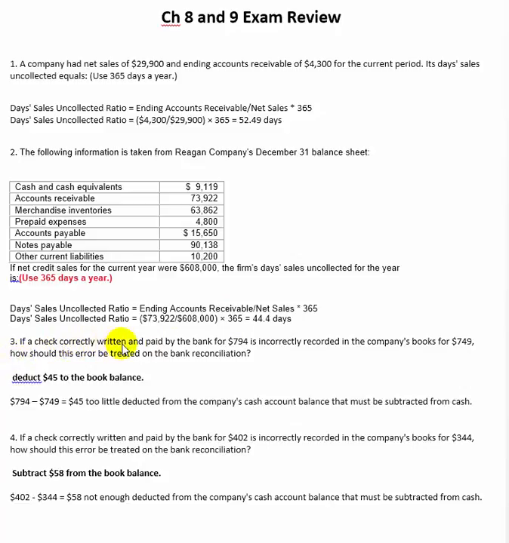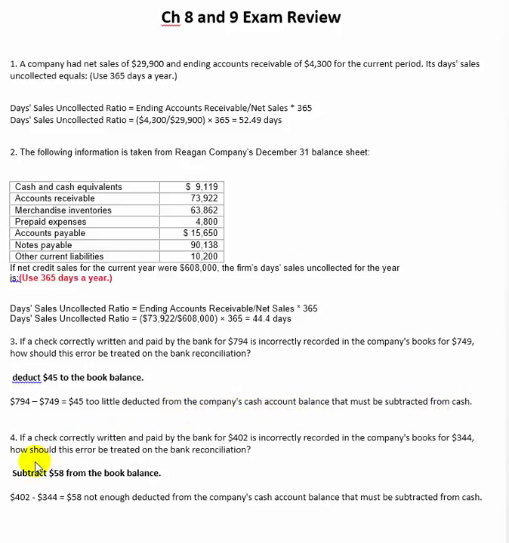Question number 3. If a check correctly written and paid by the bank for $794 is incorrectly recorded in the company's books for $749, how should this error be treated in the bank reconciliation? Well, it wasn't enough taken out. The check was really for $794 and the company only recorded $749. So you need to deduct an additional $45 from the book balance.